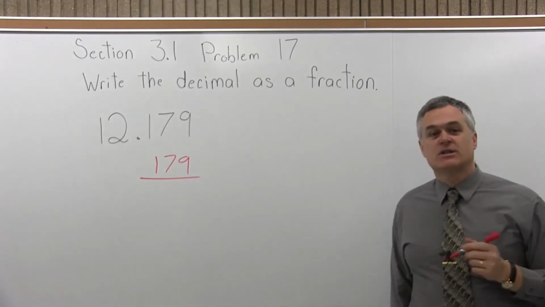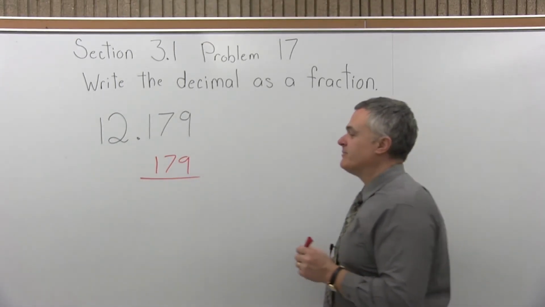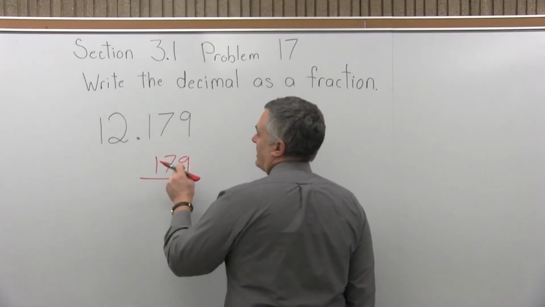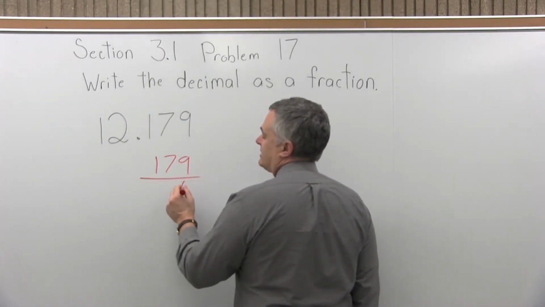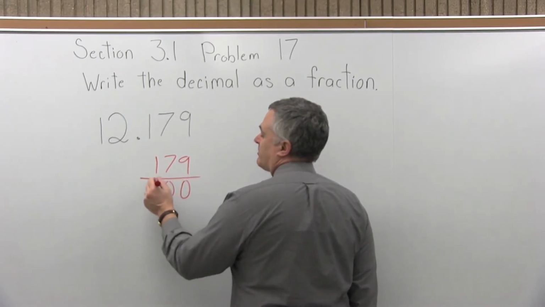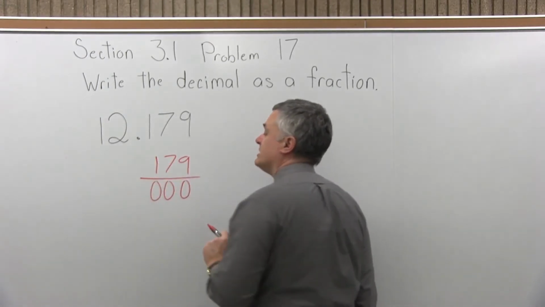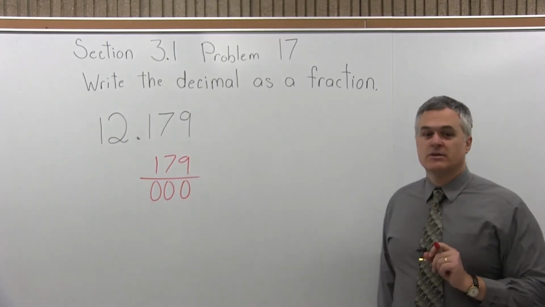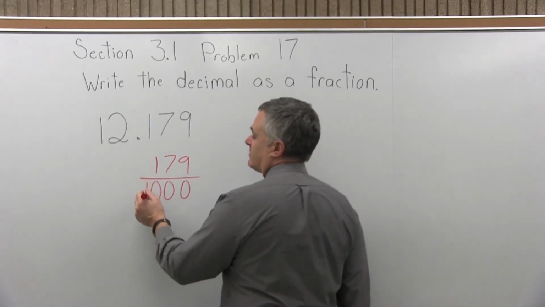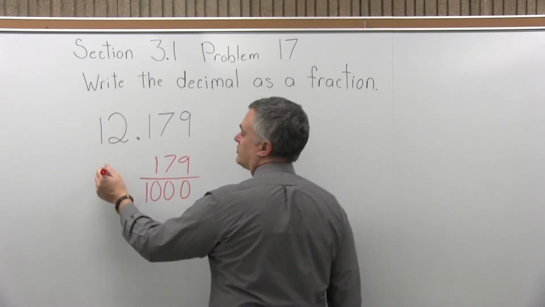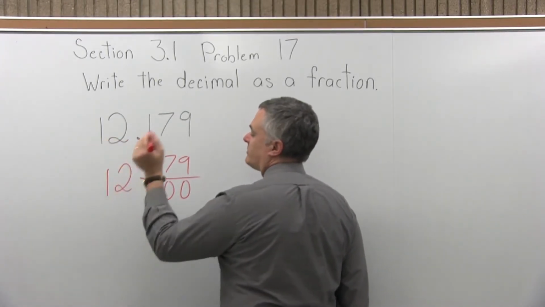So I set up a fraction and in the numerator I put 179. And then step 2 is you put a 0 under each digit that's in the numerator. So in the denominator I put 3 zeros because I have 3 digits in the numerator. Step 3 is put a 1 in front of the bottom zeros. I put a 1, and let me not forget to put the 12 that was in front of the decimal in front of my fraction.